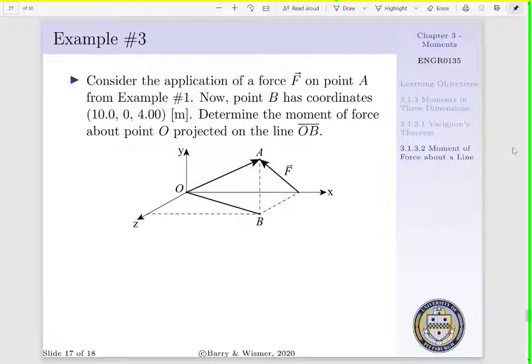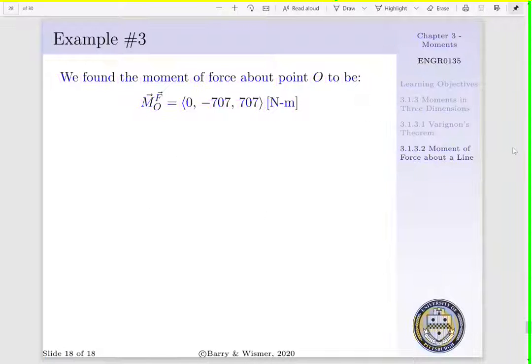Let us consider an example of this by looking at a modification to example number 1, where we had a force acting on point A. Now we're going to introduce point B, which has coordinates of 10.0, 0, and 4.00 meters. We want to determine the moment of force about point O projected along the line OB. To do this, we're going to recall our moment of force about point O was found to be 0, minus 707, and 707 newton meters.